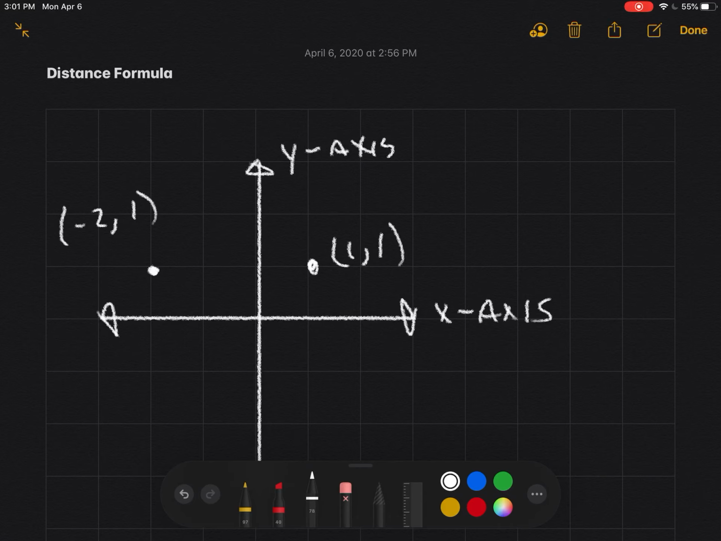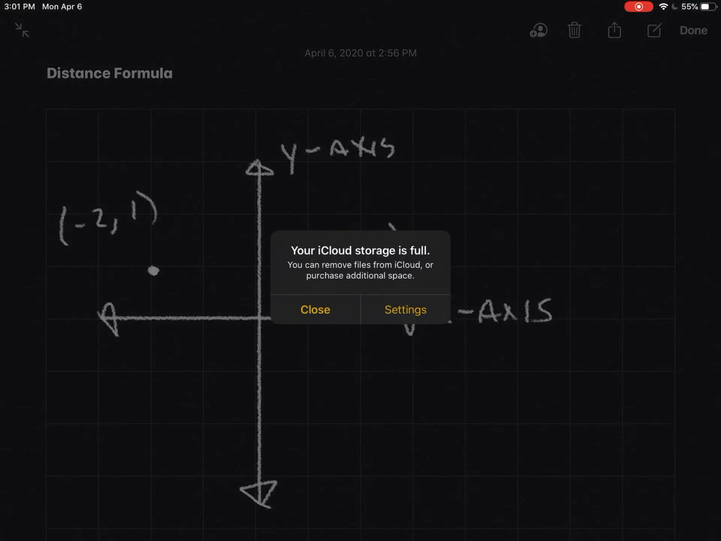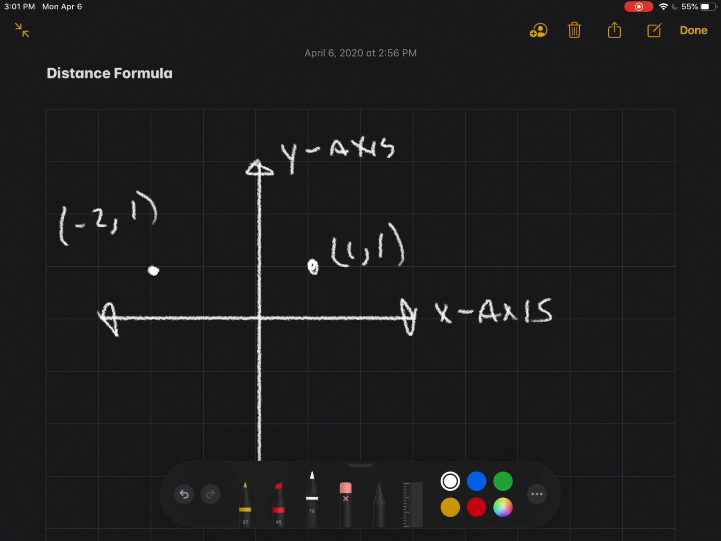Hello, algebra. Welcome to the video on the distance formula. So I'm going to do a couple things to help the distance formula make sense. Then I'm going to show it to you and do an example.